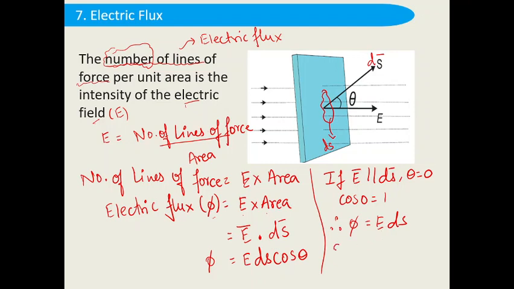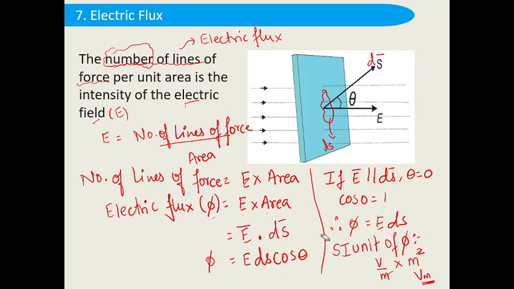Now suppose I want to get the SI unit of phi. What is the SI unit of E? Volt per meter. This is the practical unit of electric field. Multiplied by ds, which is measured in meter square. So volt per meter multiplied by meter square, the meter gets cancelled. So the SI unit of phi is volt meter. I request you all to please pause the video and write these things.